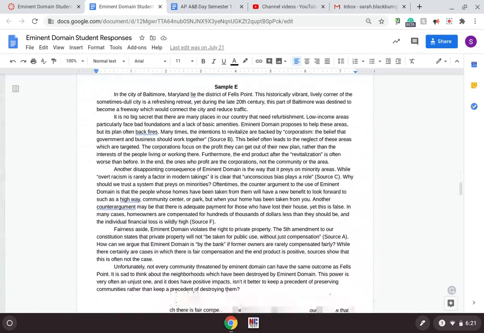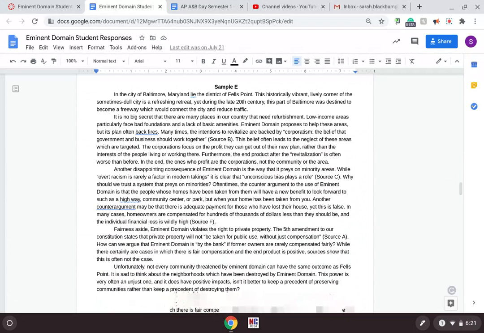Okay, sample E. Sample E, one of our even better examples. Here are my notes on sample E. They're all out of order. Okay, so row A. Very nice thesis, very defensible position. "Across the country, vibrant neighborhoods and private properties are threatened by the power of eminent domain." Obviously, eminent domain, bad thing.